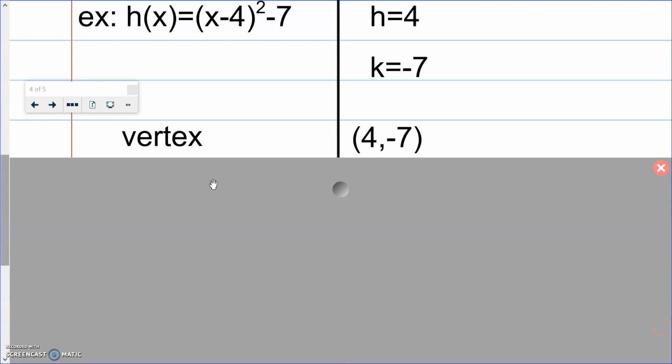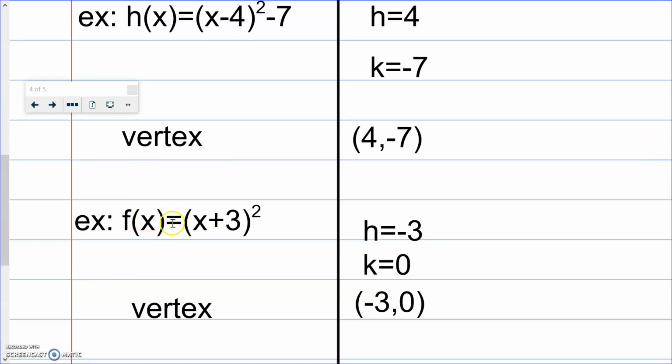One thing I want you to be careful of is when we don't have a k. So we get f of x equals (x plus 3) squared. h is negative 3, but since there's nothing here for k, we put in 0, and our vertex is negative 3, 0. Now we have this in our notes. We've added how to find the vertex in our notes.